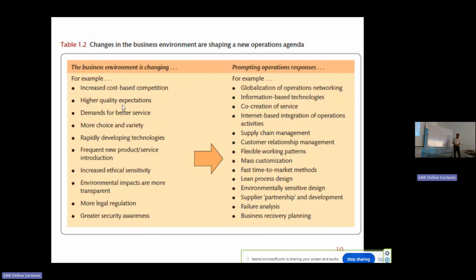But we need to understand the trend is more competition, right? More competition on all fronts: cost, quality, technology, customer service, everywhere. So businesses should work on improvements. Customers demand better service. They expect more choice, more variety and customization.